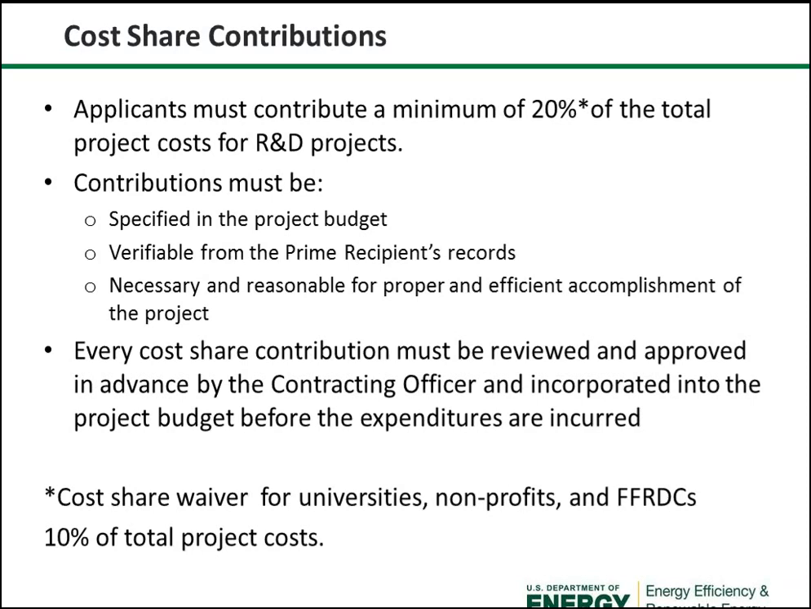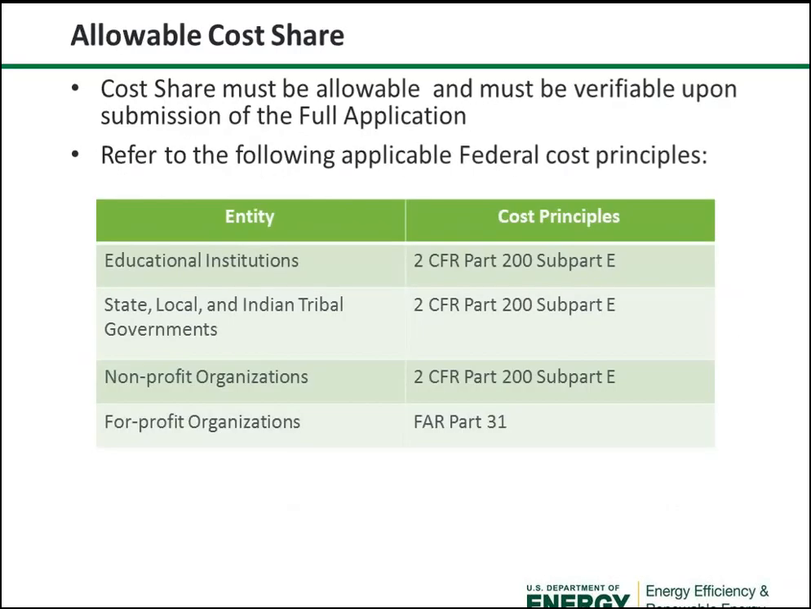So for cost share, applicants must contribute a minimum of 20% of the total project costs. The contributions must be specified in the budget, and this will be reviewed as part of the project selection process. There is a cost share waiver for universities, nonprofits, and federally funded research and development centers, where it goes from 20% to 10% of the total project costs. These are the regulations that provide for the federal cost principles. These Code of Federal Regulations have all the specifics of what constitutes allowable cost share.